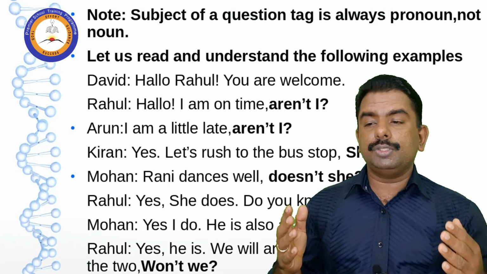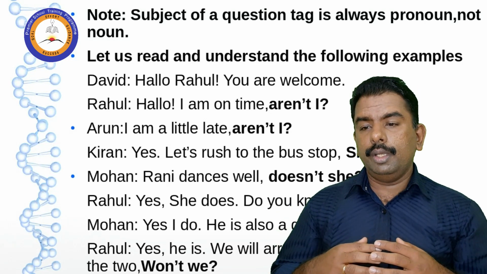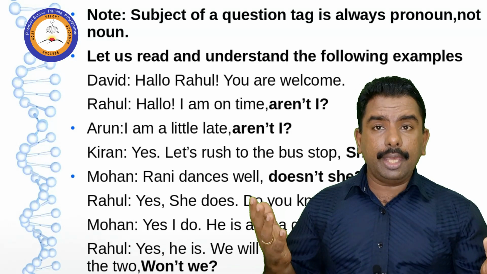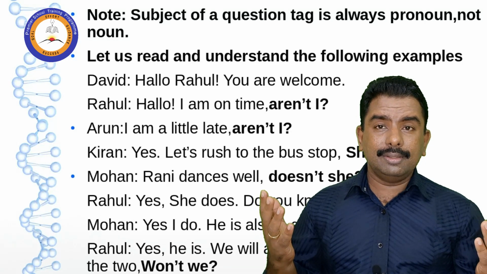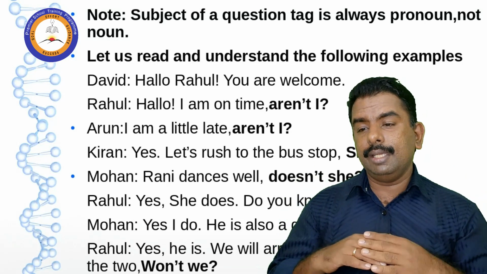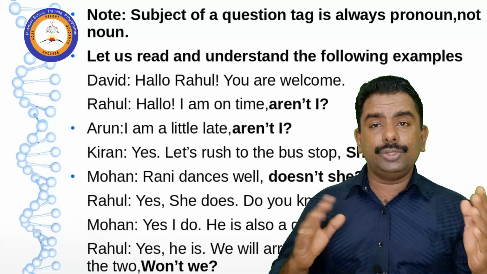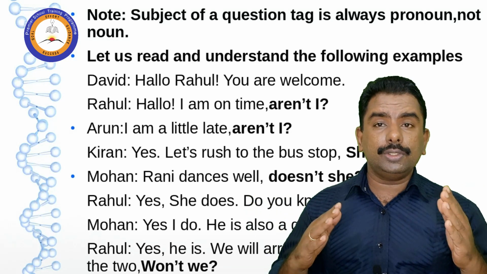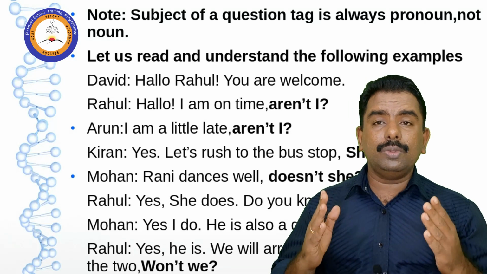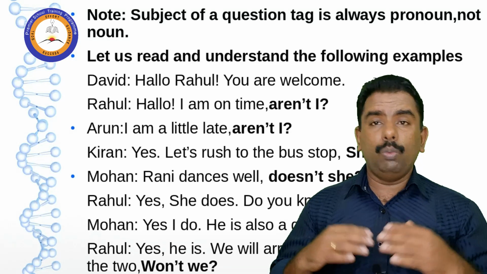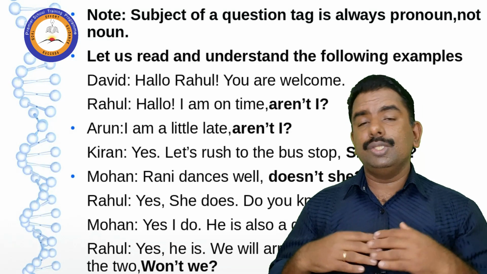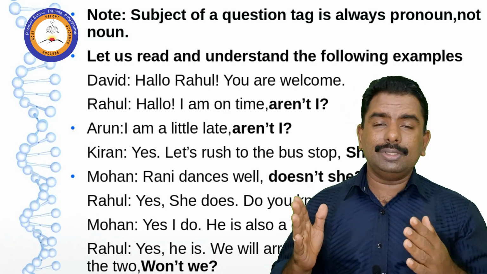The next is a conversation between Mohan and Rahul. Rani dances well, doesn't she? Where did this does come from? Simple present tense, the auxiliary verb is do or does. Rani is the subject, dances is the present form of the verb. So the auxiliary verb is does, included in that verb dances. I've discussed this in the last video; check it back if you have doubts. So doesn't she is the answer because the sentence is positive.